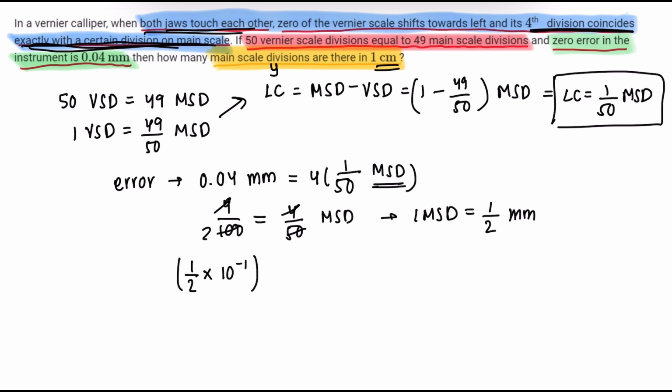In centimeters, I converted everything to centimeters. So this is times y is equal to 1. And then when you do simple math, we'll get y is equal to 20. So there are 20 main scale divisions in 1 centimeter in this Vernier calipers. So yeah, that would be our answer right here, 20.